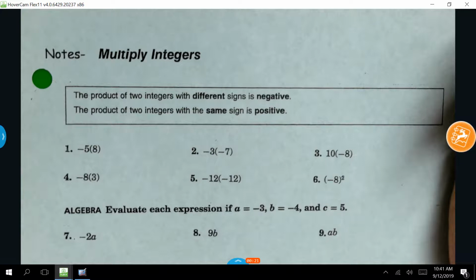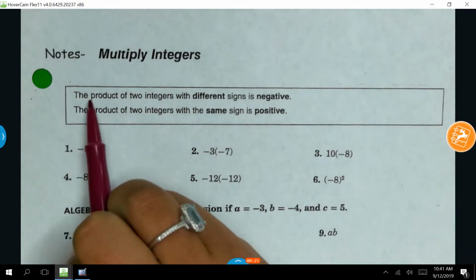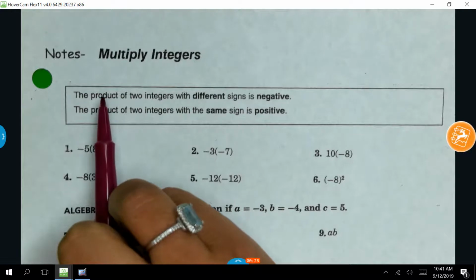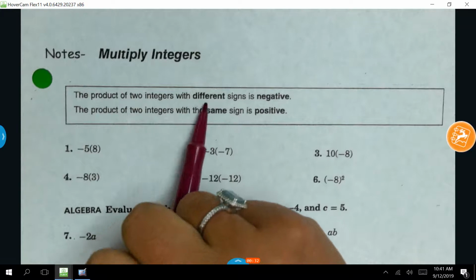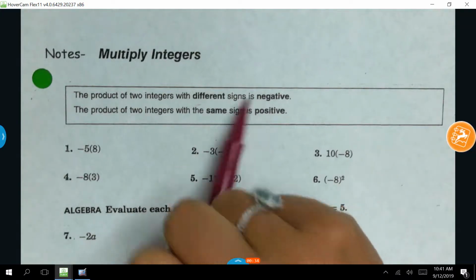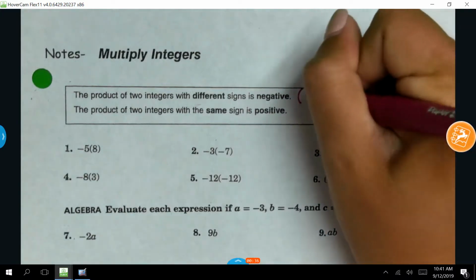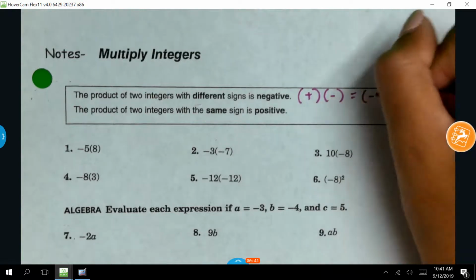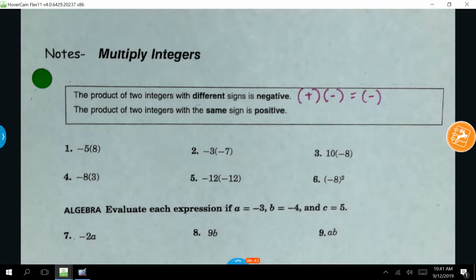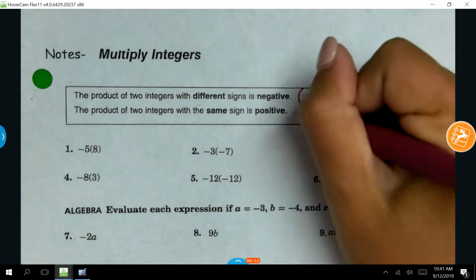The main thing that you're looking at is just your signs, the negative and positive signs. So, the product, which means the answer to a multiplication problem, correct? The product of two integers with different signs is negative. So if I am multiplying a positive times a negative, my answer is going to be a negative. So anything times a negative is going to be a negative. The only thing that can be positive is a negative times a negative.